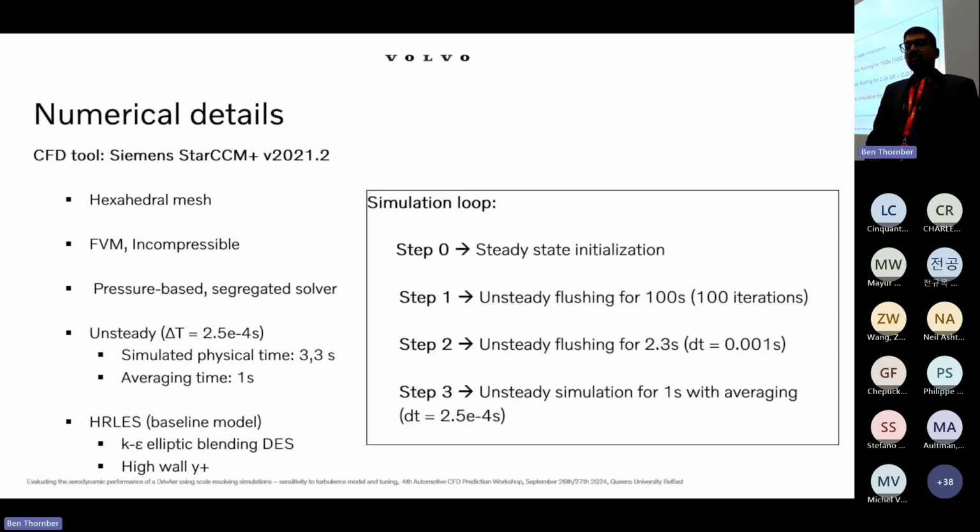Our simulation loop typically consists of a steady-state initialization followed by some unsteady flushing, and then we do our final simulation for around 1 second with a time step of around 2.5e-4 seconds.